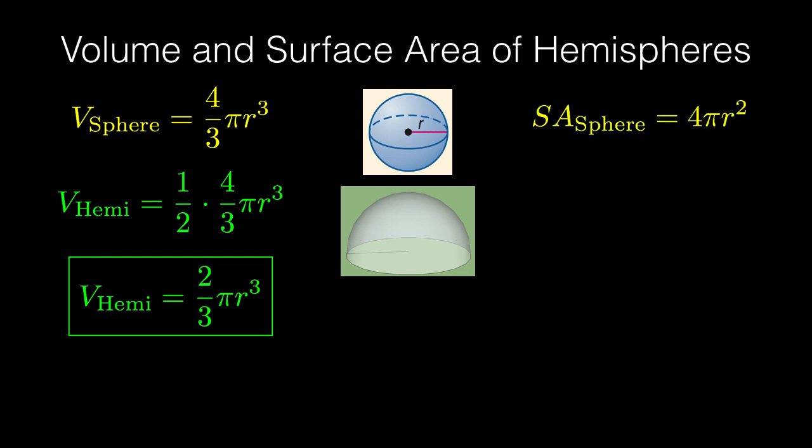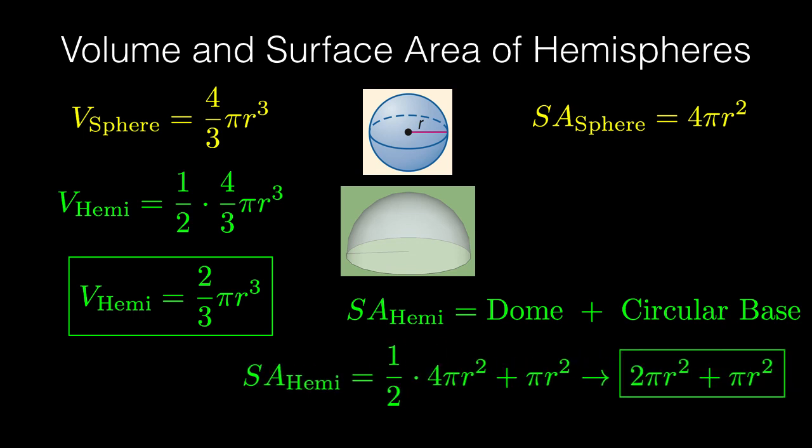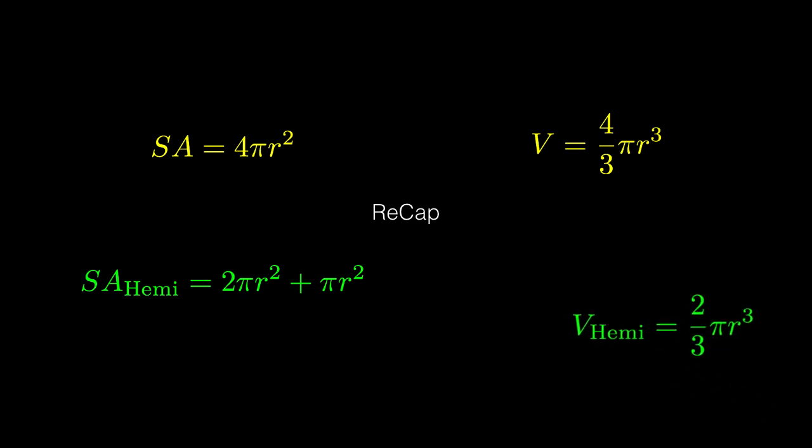And then for the surface area, we know the surface area of a sphere is 4 pi r squared. So the surface area of the hemisphere will be that dome shape plus one circular base. So the dome is 1/2 times the sphere plus one circle, which we can simplify to 2 pi r squared plus another pi r squared. So to recap, we have 4 pi r squared, 4/3 pi r cubed, the surface area of a hemisphere, 2 pi r squared plus pi r squared, and the volume of a hemisphere, 2/3 pi r cubed.